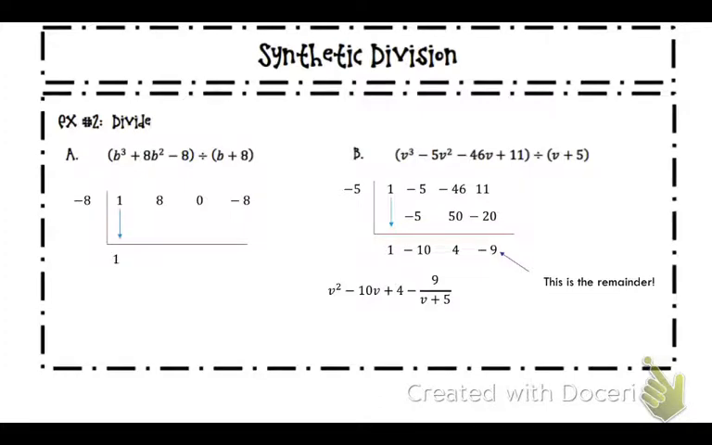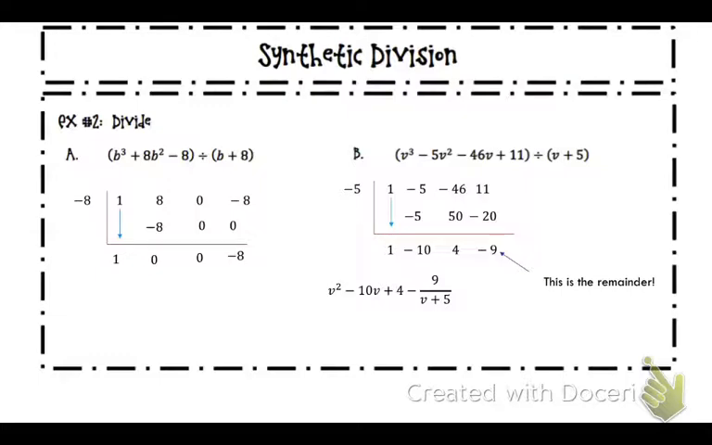Okay, bring down the 1. 1 times -8 is -8. 8 minus 8 is 0. 0 times -8 is 0. 0 plus 0 is 0. 0 times -8 is 0. So -8 plus 0 is -8.